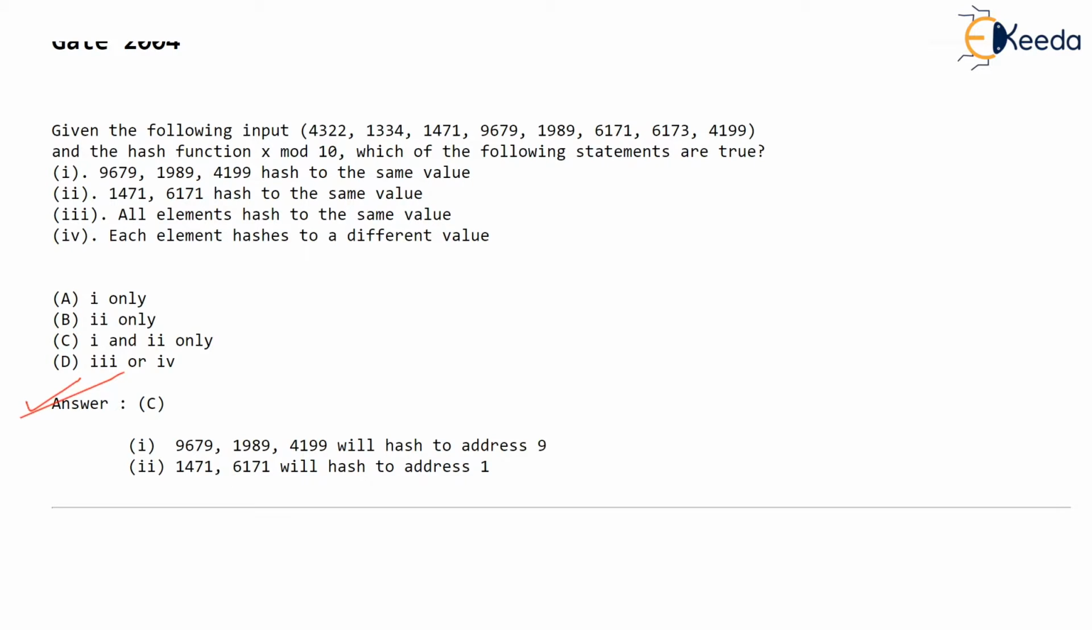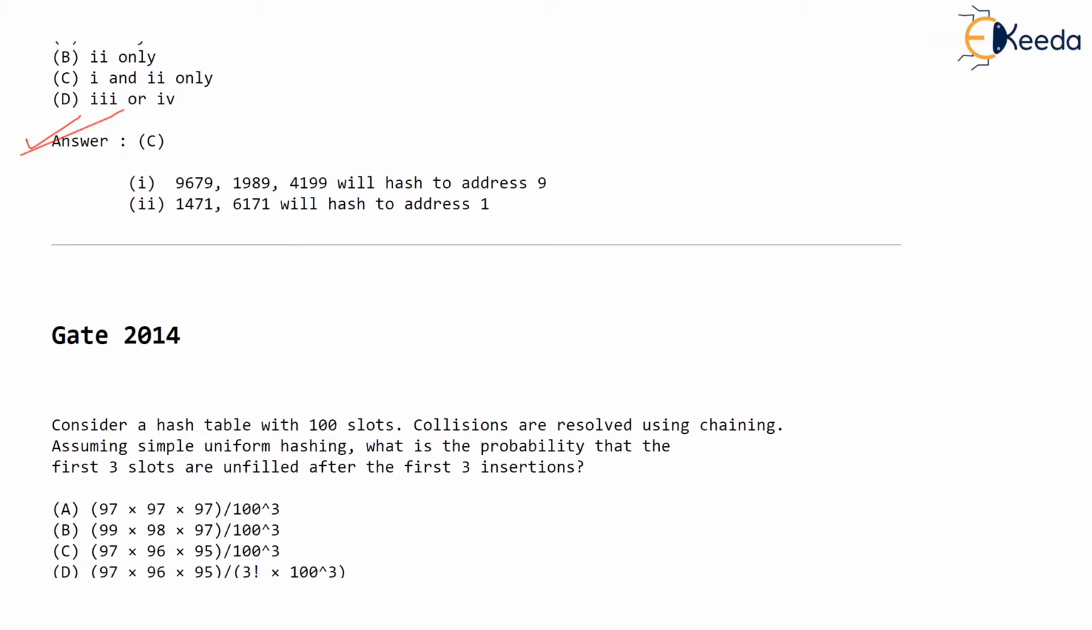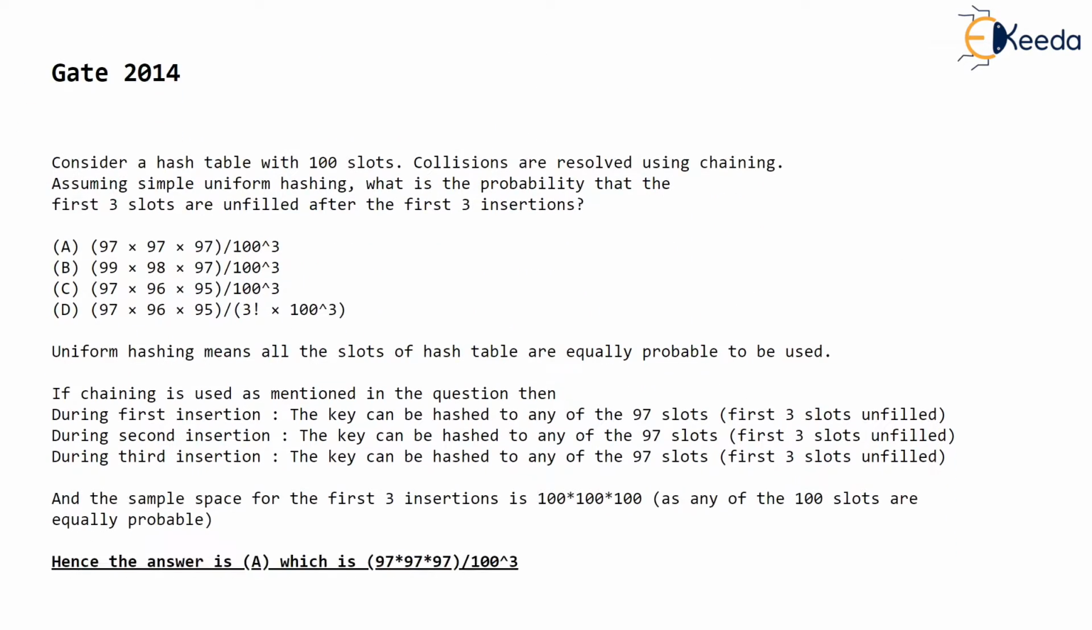Let's see another question, GATE 2014. Now, in this question, they have said to consider a hash table with 100 slots. So the hash table has 0 to 99 elements, because there are 100 slots in the hash table. Collisions are resolved using chaining. This is a very important point.